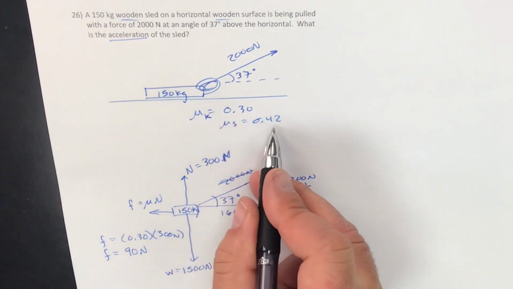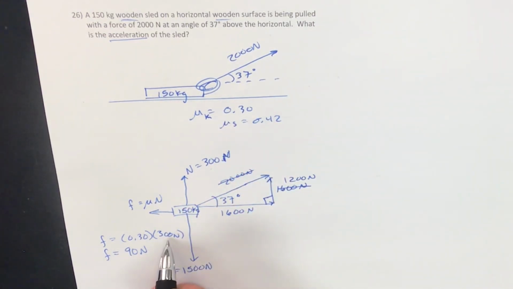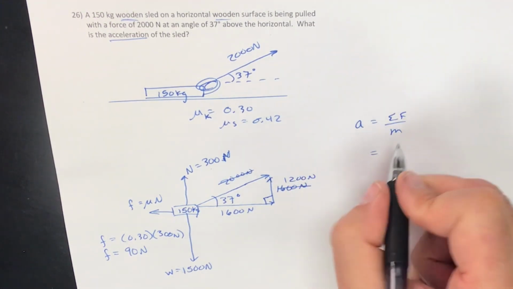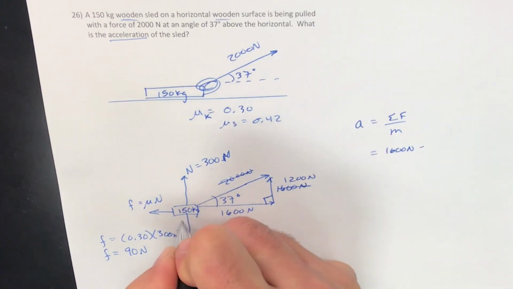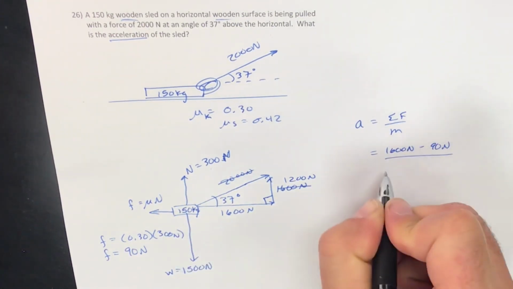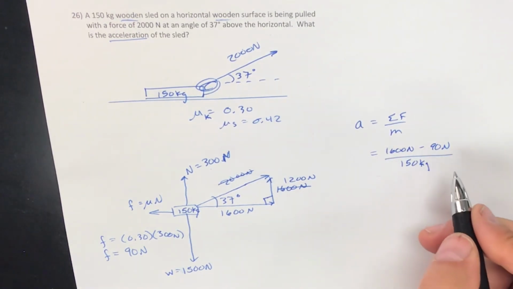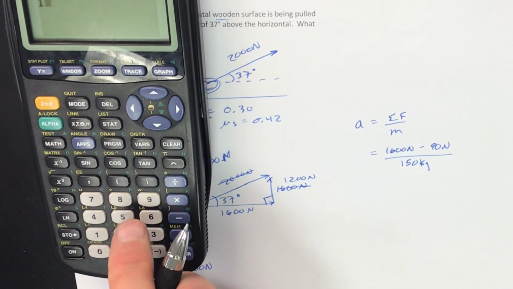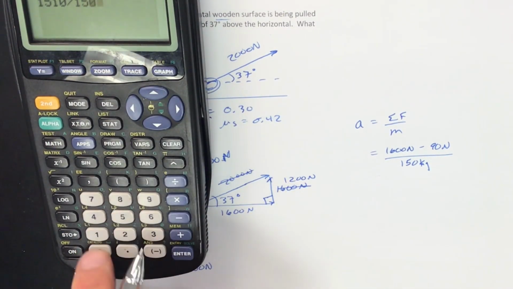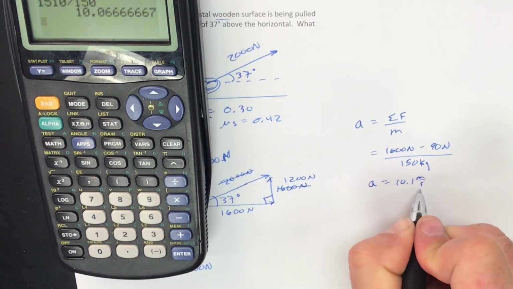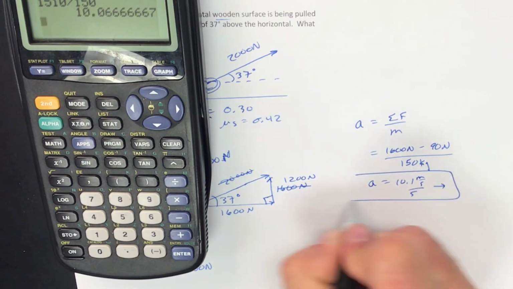It's definitely going to accelerate, by the way, because the 0.42 gives you like 130, which is very small compared to the 1,600 newtons. And then the acceleration, a, is equal to net force divided by the mass. That would be 1,600 newtons minus 90 newtons, forward minus backward, divided by the mass of 150 kilograms. So 1,600 minus 90 is 1,510. 1,510 divided by 150 equals 10.1. Acceleration is 10.1 meters per second every second in that direction.